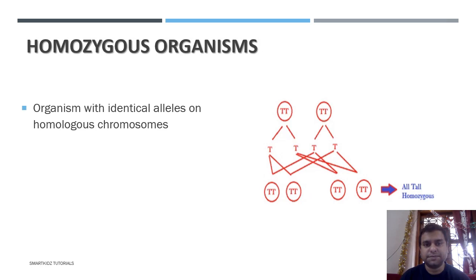Homozygous organisms. The term homozygous tells you that we have a pair of alleles, or we refer to chromosomes which are identical, coming from 2 different sources but identical in size, shape, and the location at which the genes are present, or the types of genes that are present within that chromosome. So, organisms with identical alleles on homologous chromosomes.